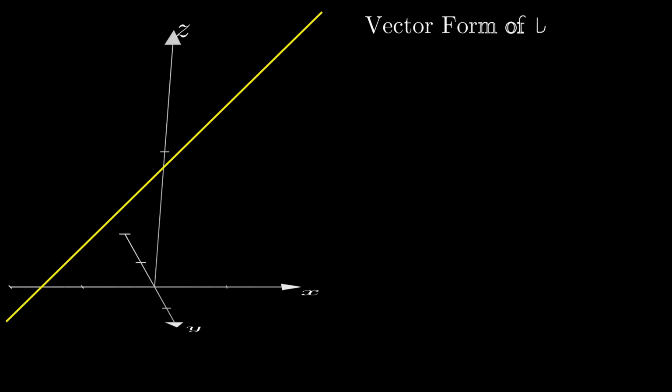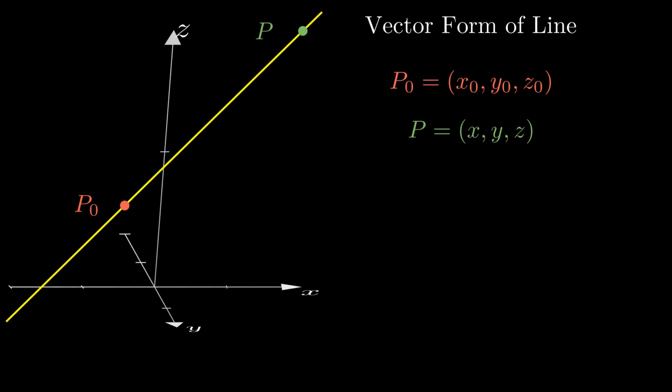Moving on to the three-dimensional view, we are now going to look at three forms of how to represent a line using parametric equations. The first is the vector form of a line. First, we are going to take an initial point on the line, p naught. It's going to have the coordinates x naught, y naught, and z naught. Then we are going to take an arbitrary point on the line, p. It is going to have coordinates x, y, and z.